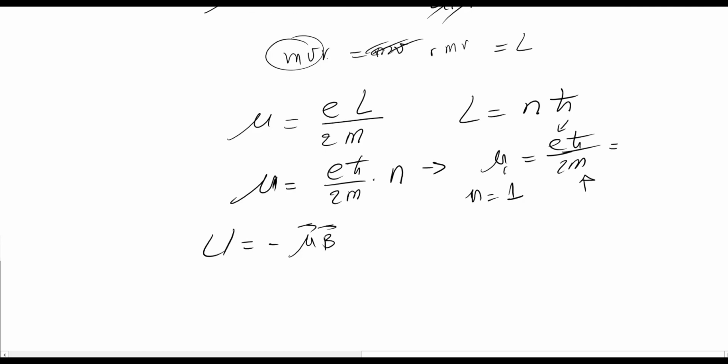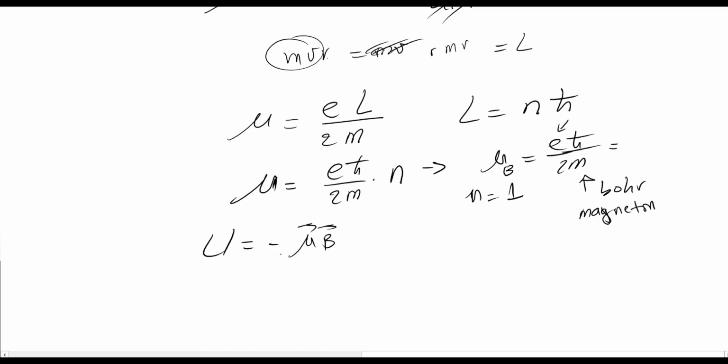Anyway, this is going to be a constant now. It's called mu B, the Bohr magneton. The numerical value for it, because this is in joules and this is in Tesla, the answer is going to be in joules per Tesla or electron volts per Tesla, whichever you like.